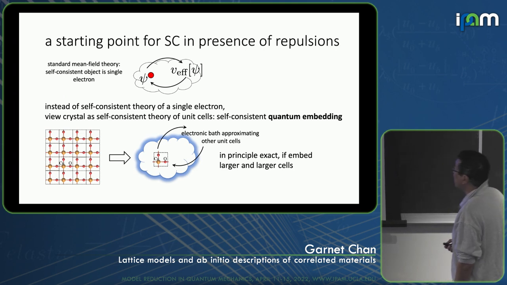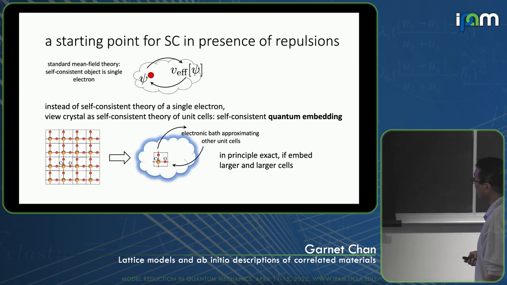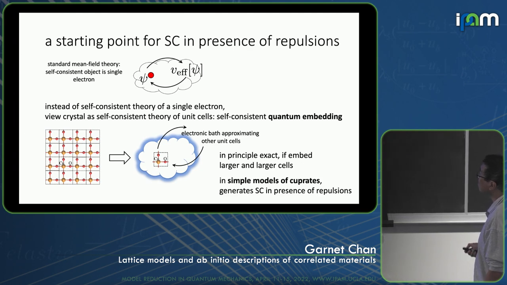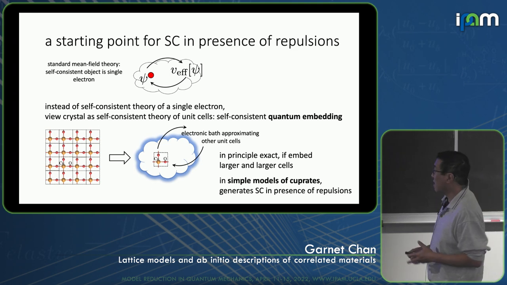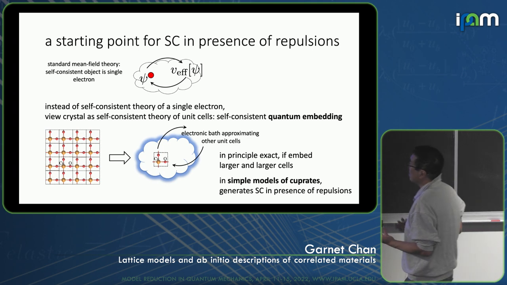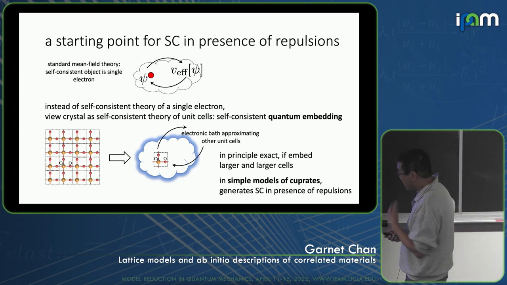And the nice thing with this type of structure is that it's been known for quite some time that at least in very simple models of the cuprates, this in fact bypasses the no-go theorem that I just described, and you can in fact have superconducting solutions in the presence of purely repulsive interactions.